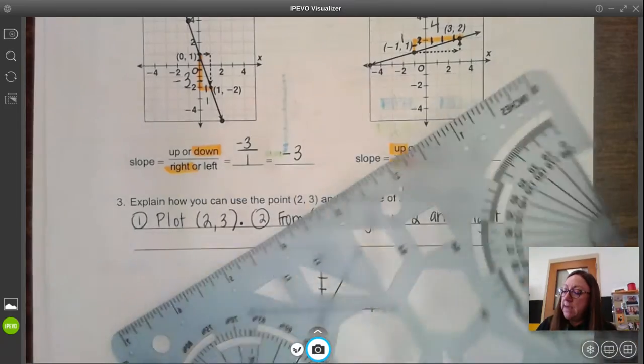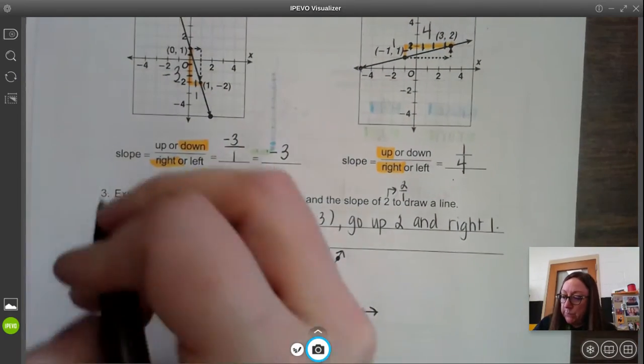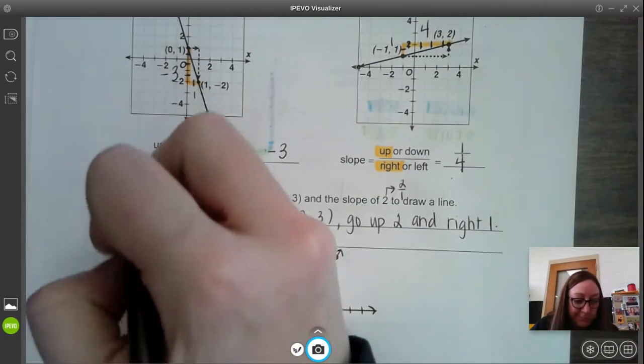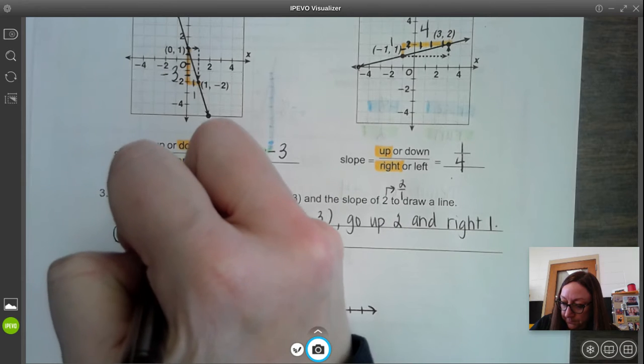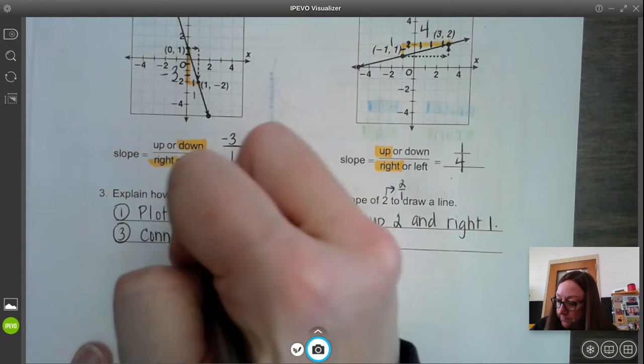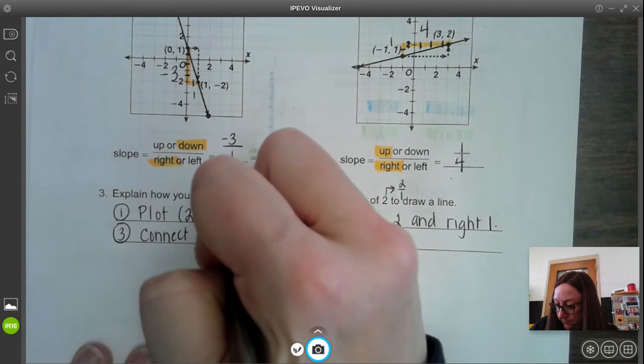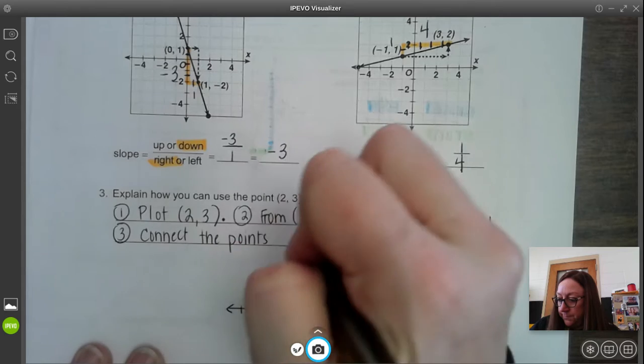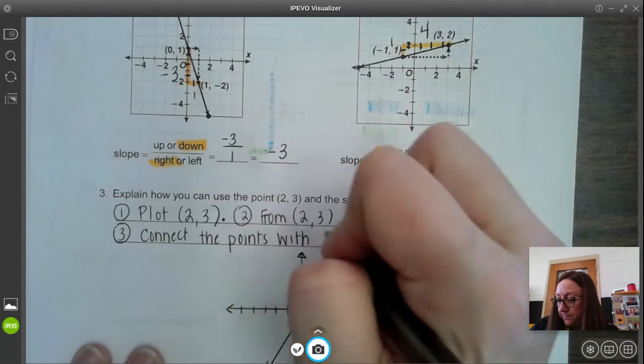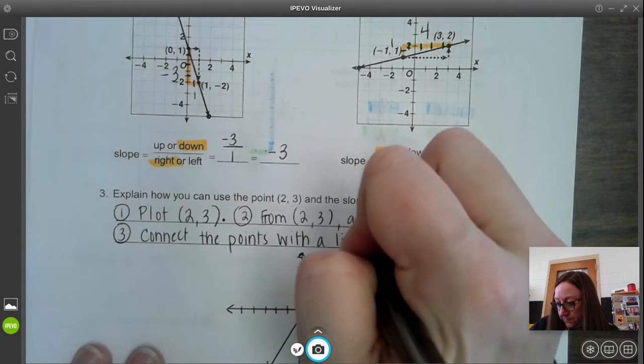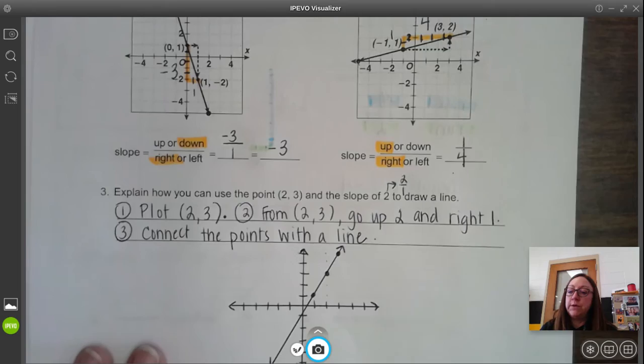Okay, so step 3 is always to connect those points. Okay, so there's my line.